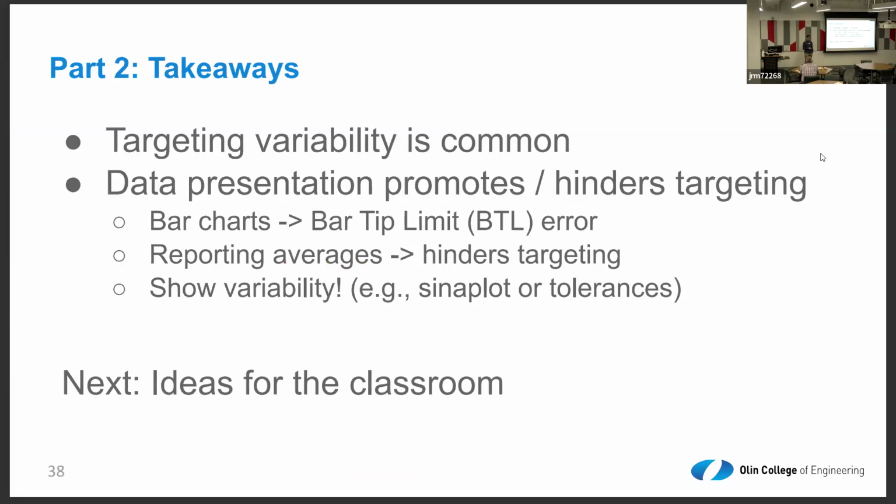So, takeaways from this part: I would say targeting is actually pretty common. When participants have information in front of them, we saw that they're pretty readily able to give an answer, not just guess, in the correct direction, and sometimes even to give us a fairly precise answer. But things like data presentation can either promote or hinder targeting. We saw that bar charts have this bar tip limit error problem that leads to some erroneous conclusions and poorer decisions. Reporting averages alone also tends to hinder targeting. And so one takeaway is to just show variability. We did that using a sign plot, but doing things like showing tolerances, just giving a plus and minus as well, can also help to disrupt that kind of behavior.